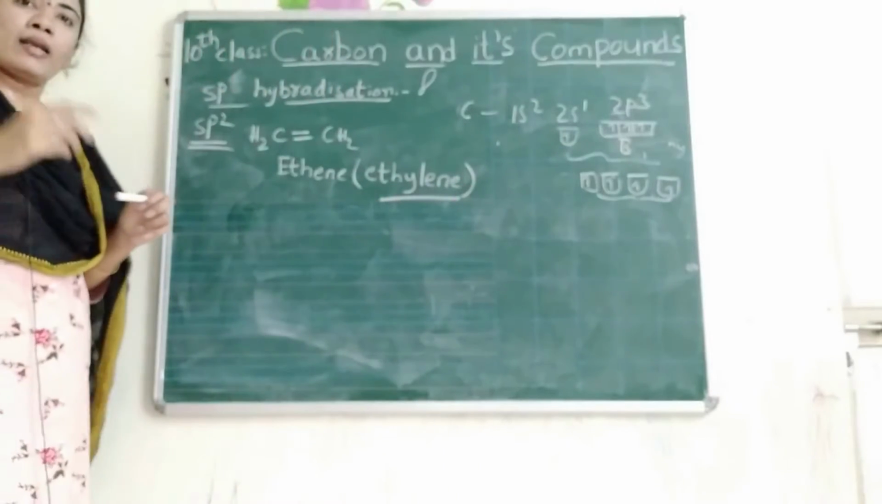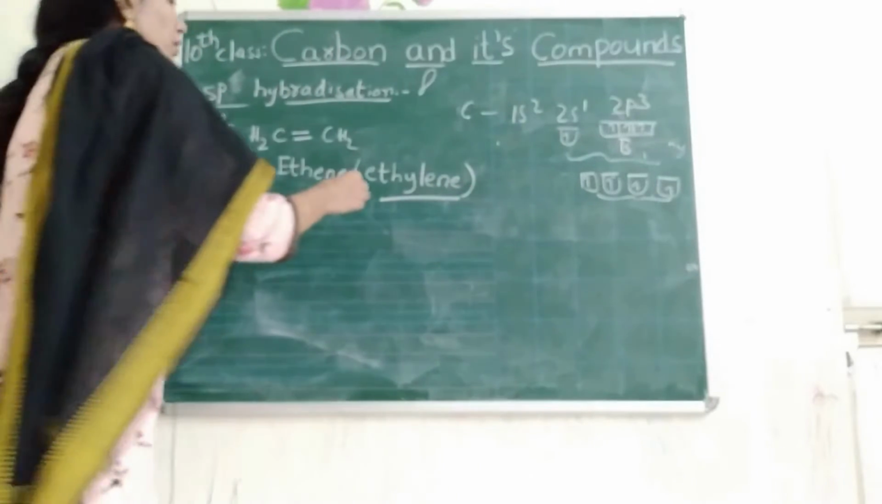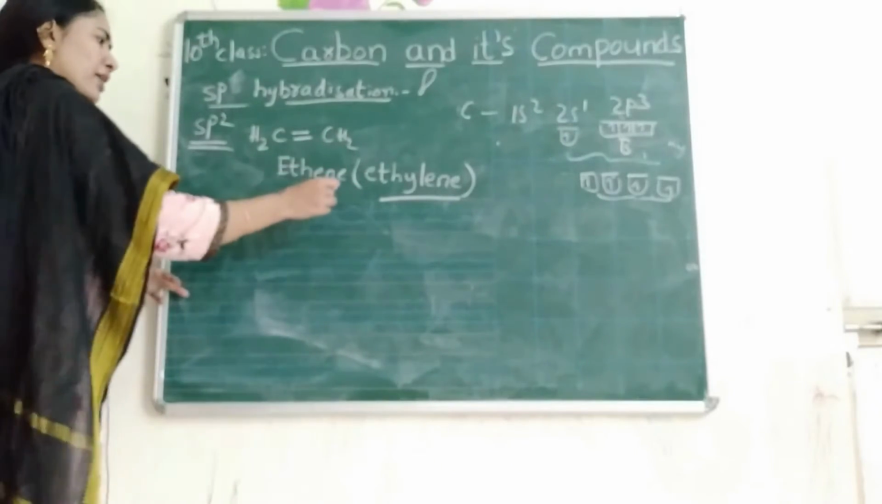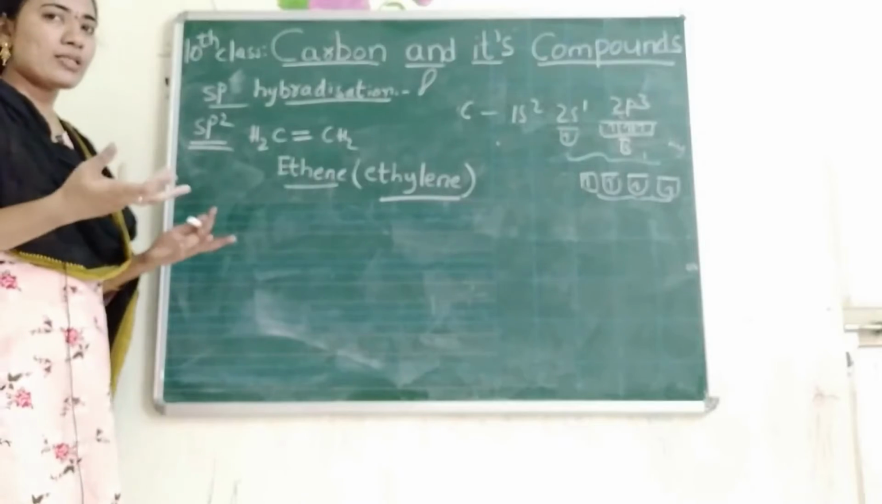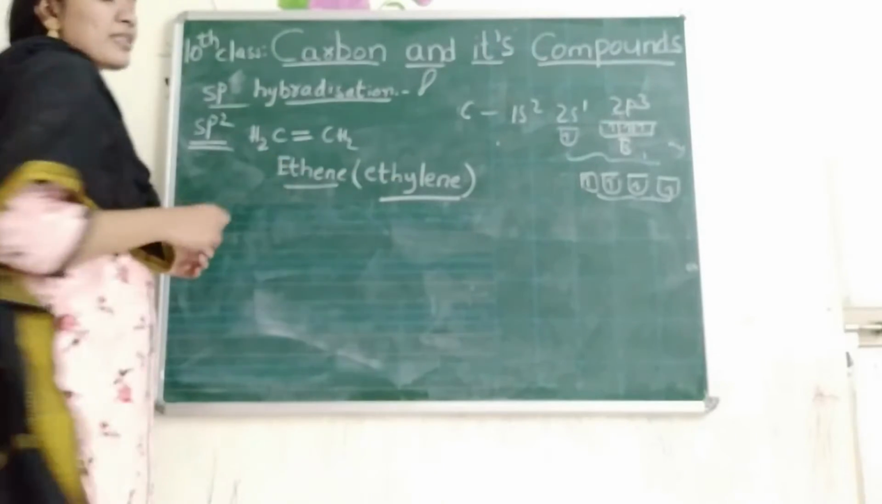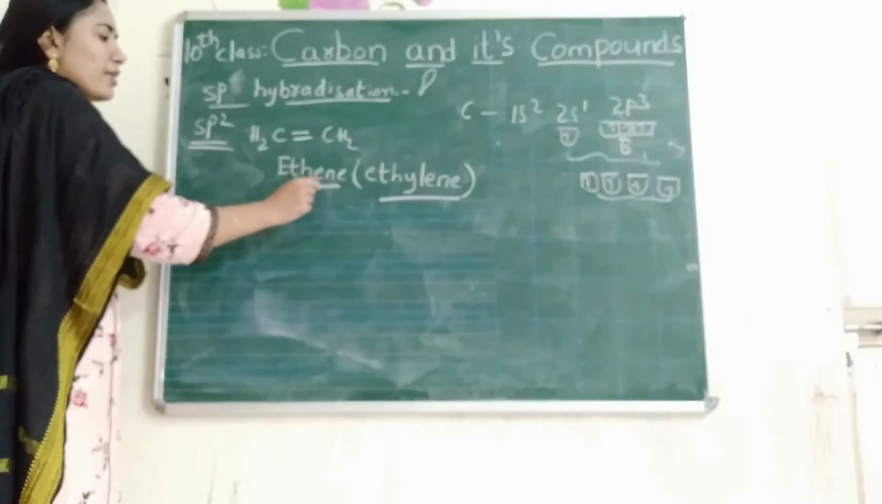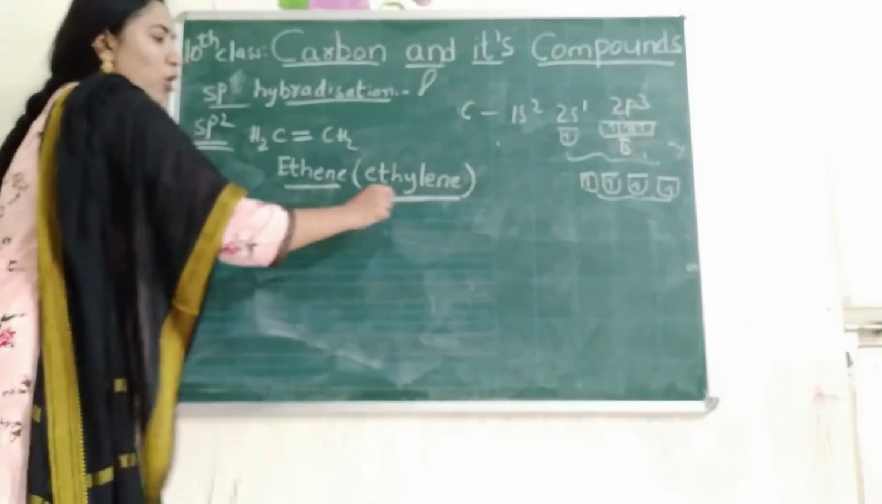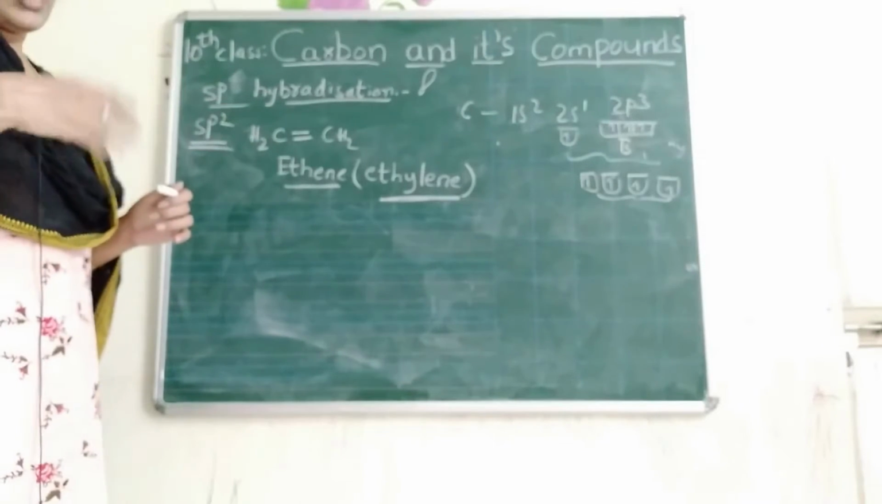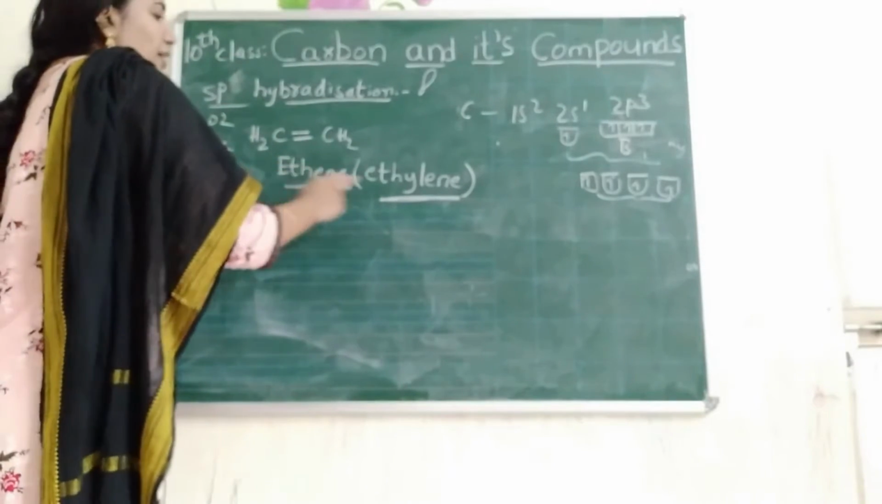In your exam, the examiner may ask you to explain the sp2 hybridization of ethylene or of ethene. They may ask in different ways, but ethene and ethylene are the same molecule. Ethene is the IUPAC name, and ethylene is the common name. Your answer must be the same. Ethylene is not any other compound; the common name of ethene is ethylene.